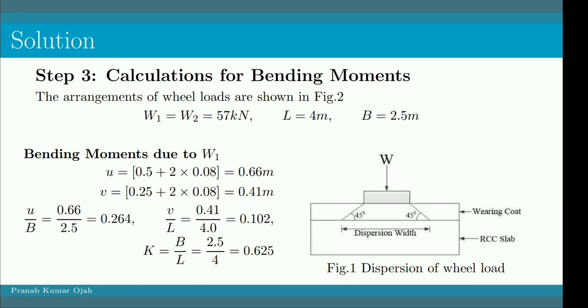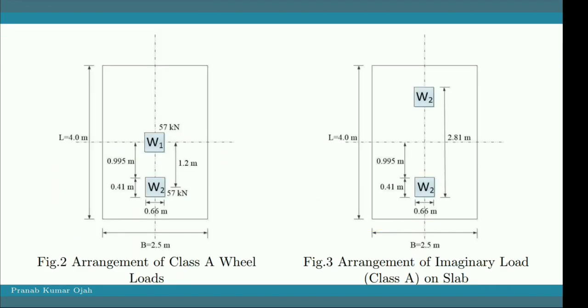In step 3, we have to calculate bending moments. First, we will calculate bending moments for live loads, that is for wheel loads, and next we will calculate bending moments for dead load. To calculate bending moments for the live loads, that is for wheel loads, we will arrange the wheels on the slab panel. So how will we arrange? In figure 2, the arrangement of class A wheel load is shown.